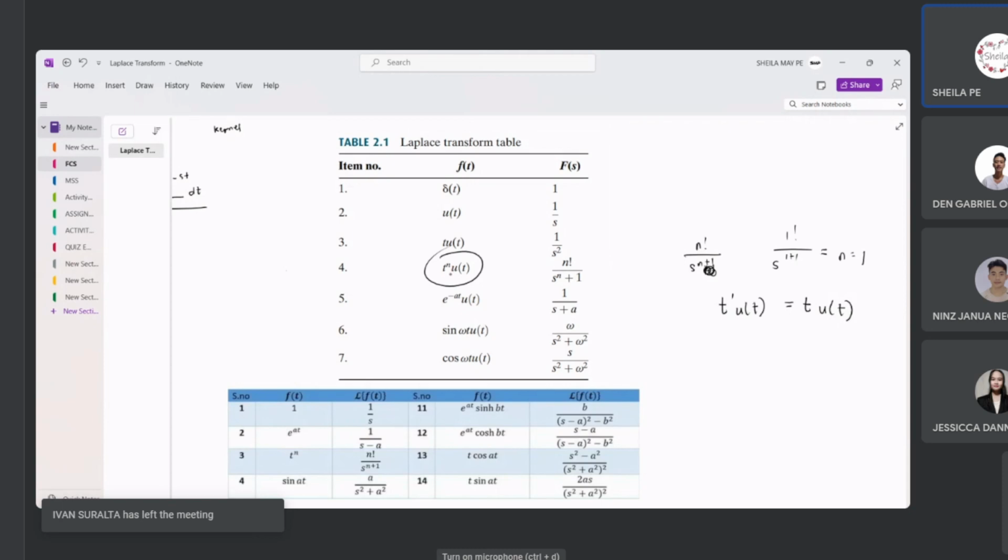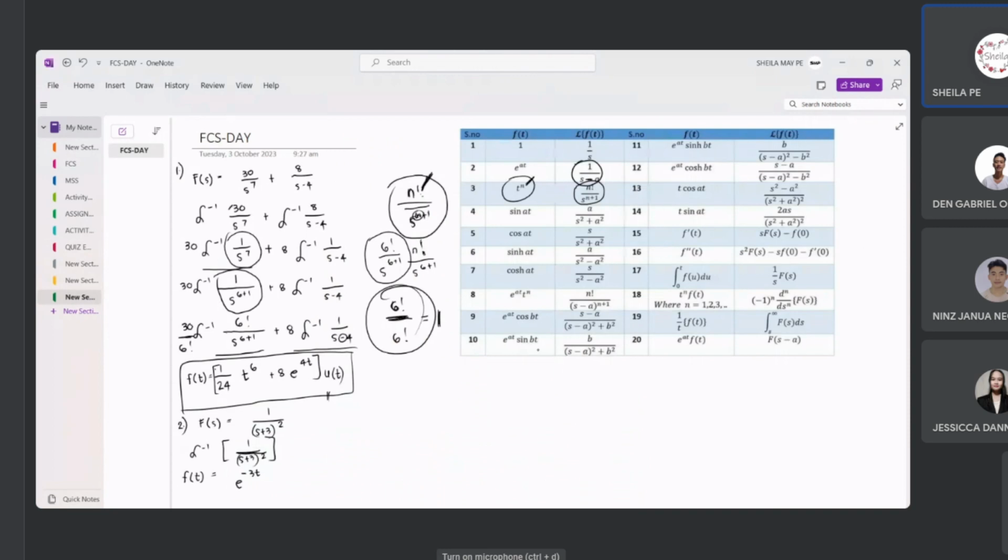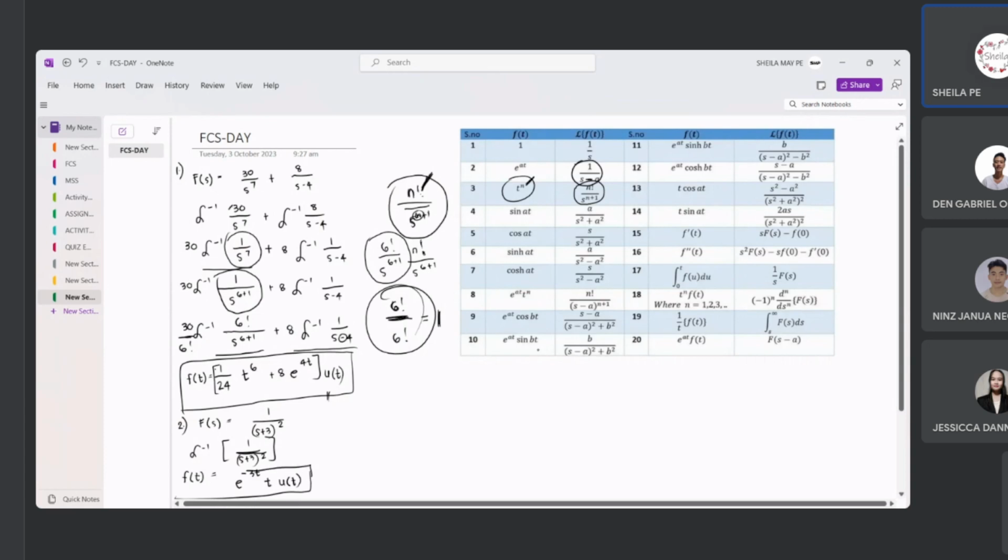Okay? There is nothing for you to worry about. So this one here, since it is s squared, is just equal to t u of t. Okay, so that's our answer. Do not be confused. Okay?